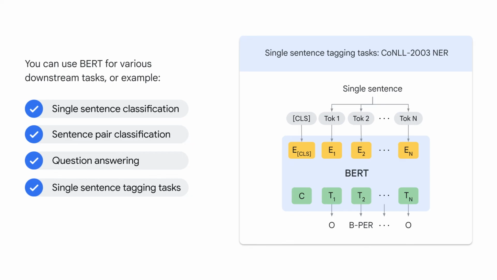BERT can be used for different downstream tasks. Although BERT was trained on masked language modeling and next sentence prediction, it can be used for popular NLP tasks like single sentence classification, sentence pair classification, question answering, and single sentence tagging tasks.